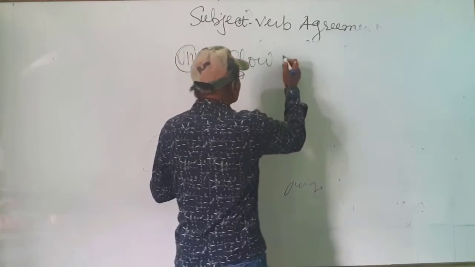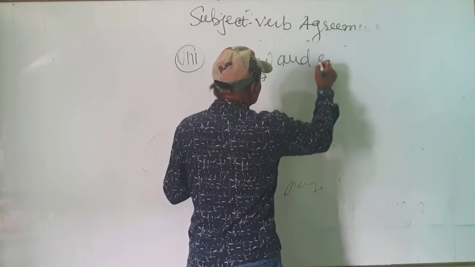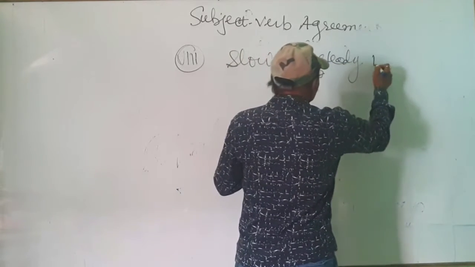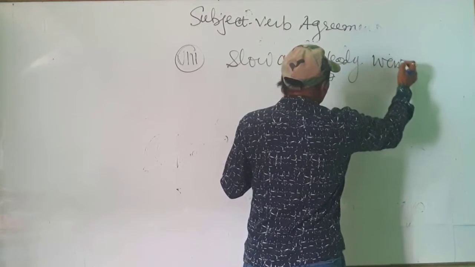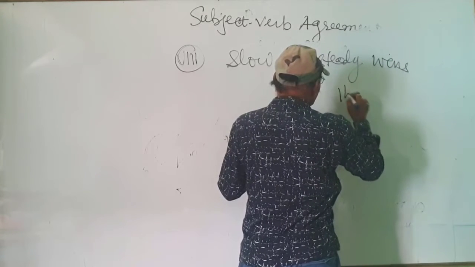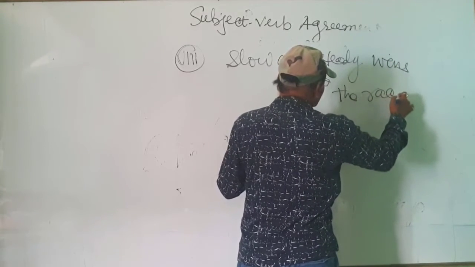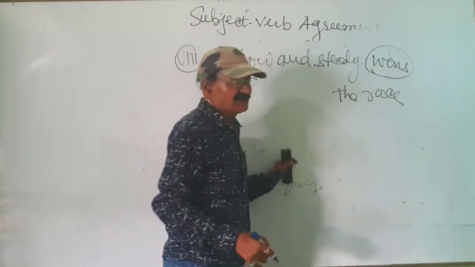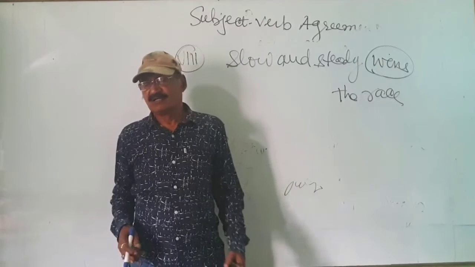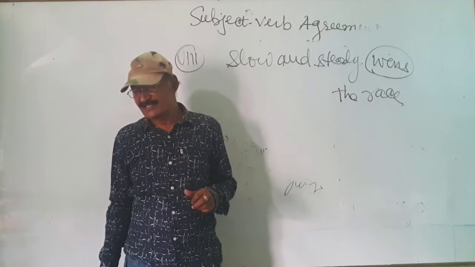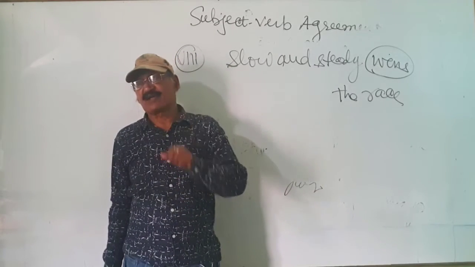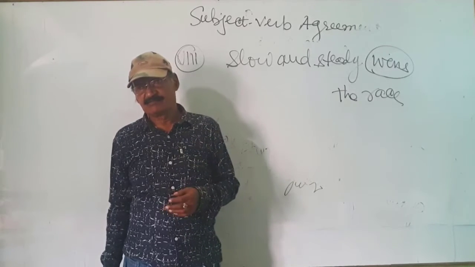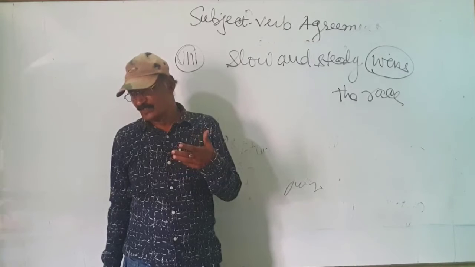Slow and steady wins the race. Here wins is used singularly, but in this sentence you can consider that you have two different subjects, slow and steady. Both are joined with and.